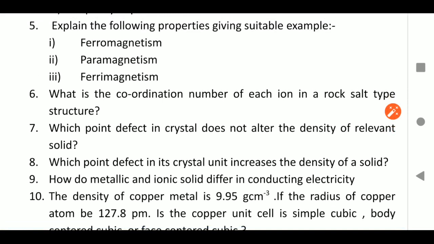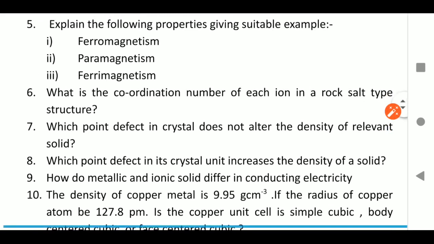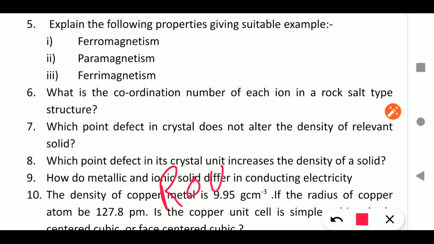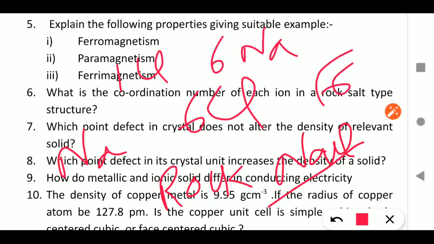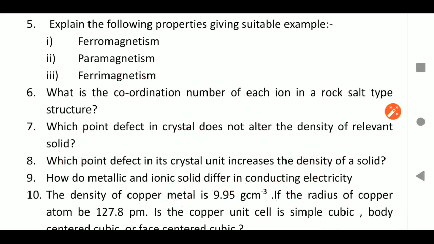What is the coordination number of each ion in the rock salt type structure? So students, rock salt is generally a NaCl type structure. Rock salt means NaCl, and we know that every sodium is surrounded by 6 chlorine, and every chlorine is surrounded by 6 sodium. So the coordination number of each ion is 6.